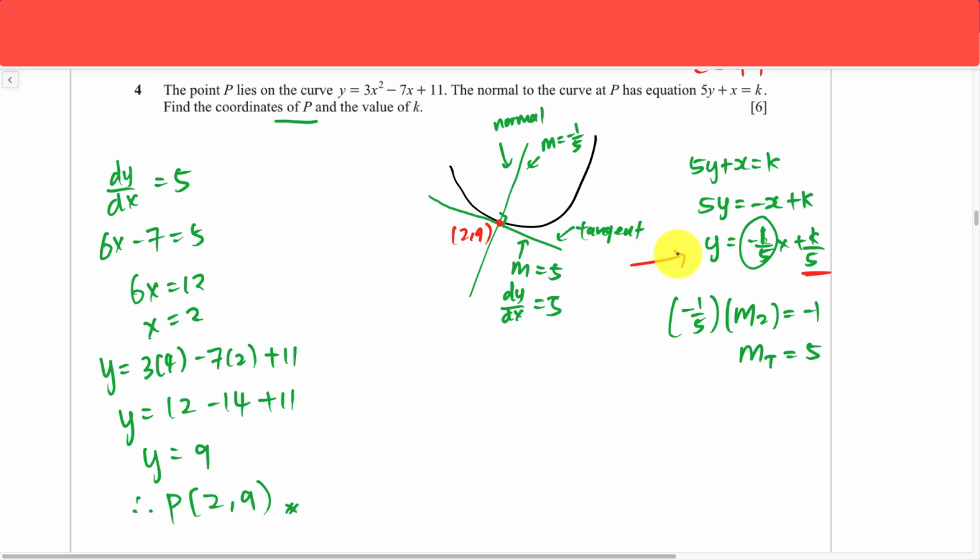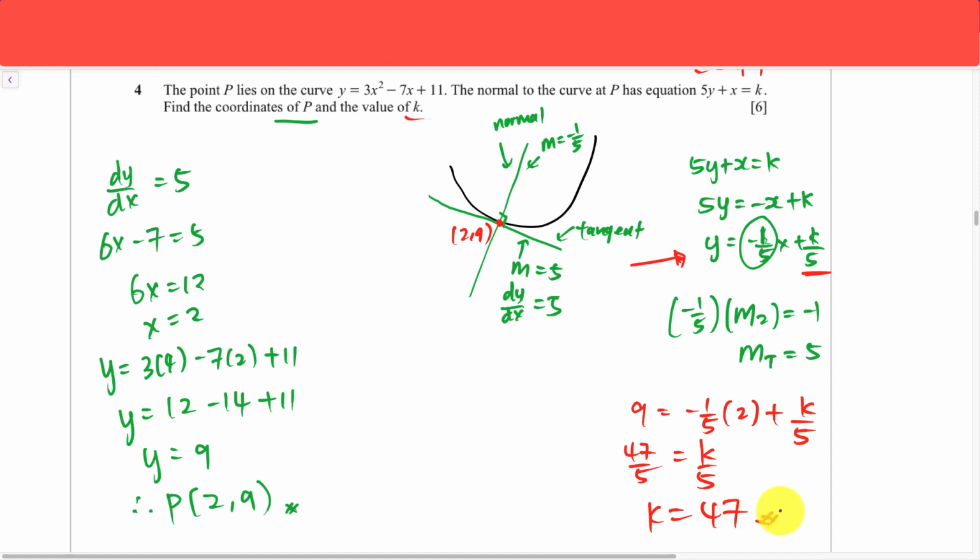So I'm going to sub the (2, 9) into this equation. So 9 equals negative 1 over 5 times (2 plus k over 5). I want to find the k because the question asked me to do so. So this one is 2 over 5. Adding 2 over 5, I get 47 over 5 equals k over 5. So I know my k equals 47. Right, 6 marks, just like that.